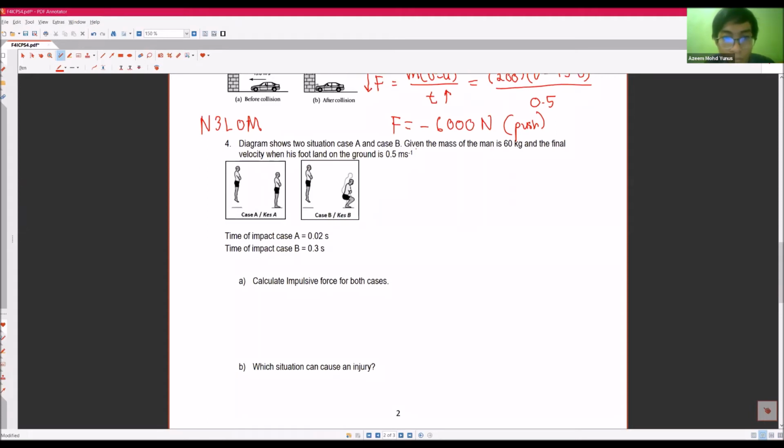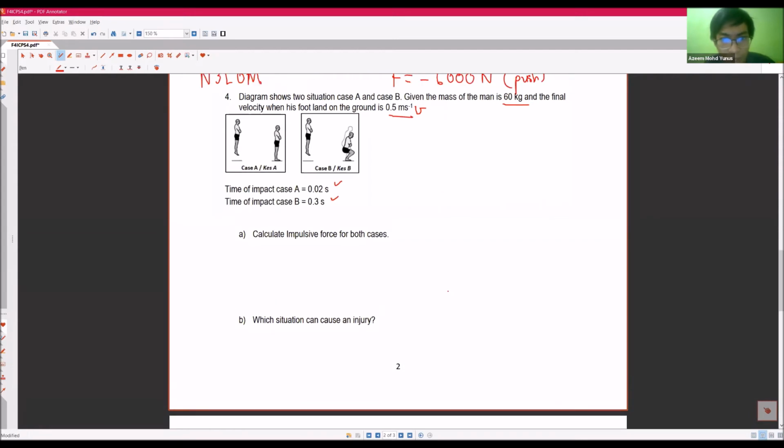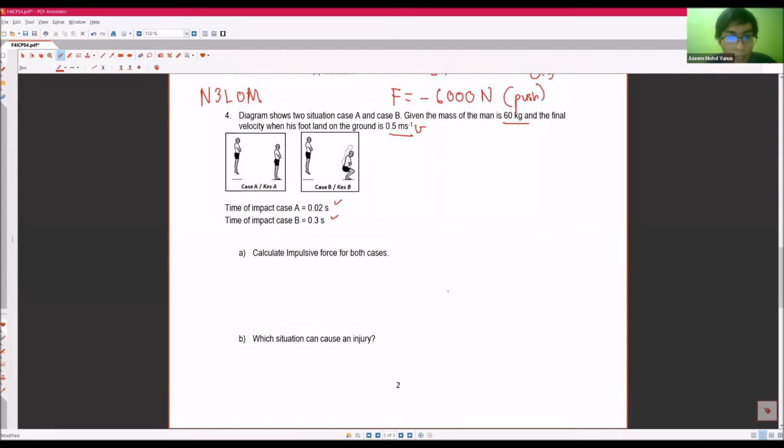The diagram shows two situations, case A and case B. Given the mass of the man is 60 kg and the final velocity when his foot lands on the ground is 0.5 meter per second. Okay, that is the final velocity. So when we write it B, the time of impact is given for both cases. Calculate the impulsive force for both cases.